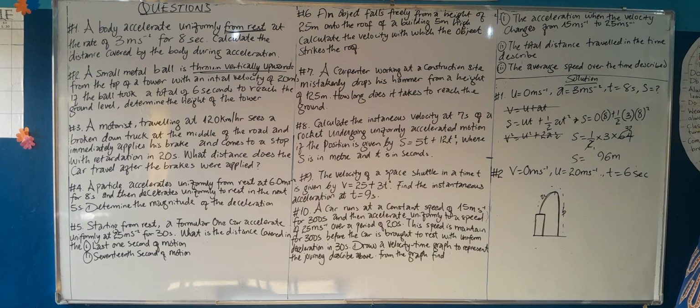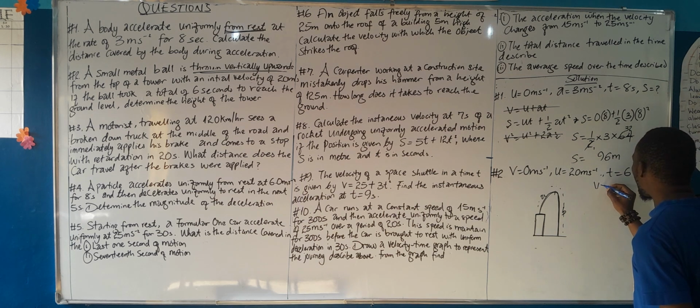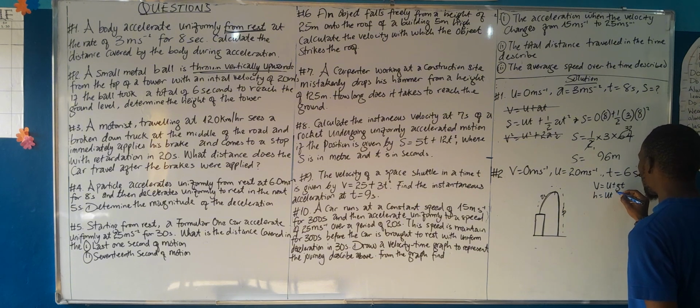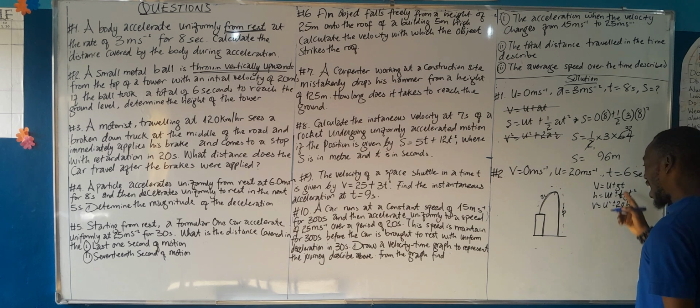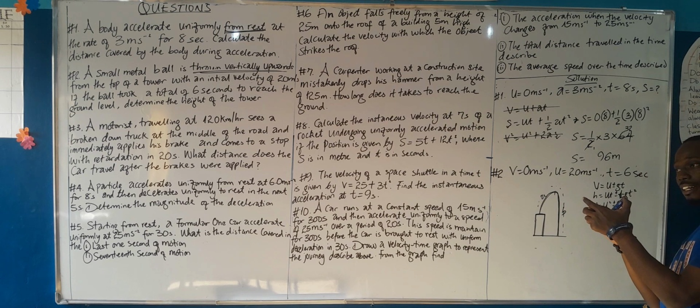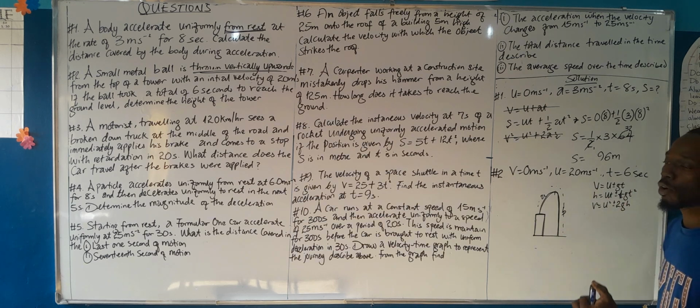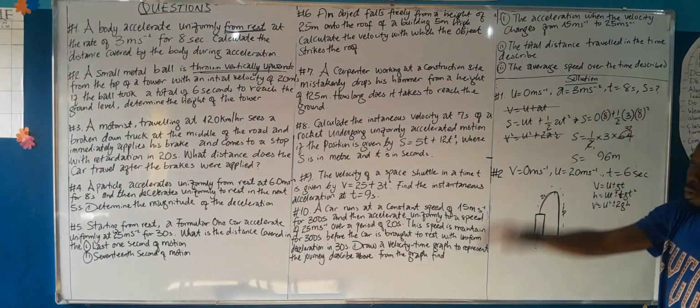So now, how do we do it? We want to find the height. Now, let's write all our formulas. V equals U plus or minus GT, H equals UT plus or minus half GT squared, and then V squared equals U squared plus or minus 2GH. I'm putting plus or minus for both upward and downward motion.